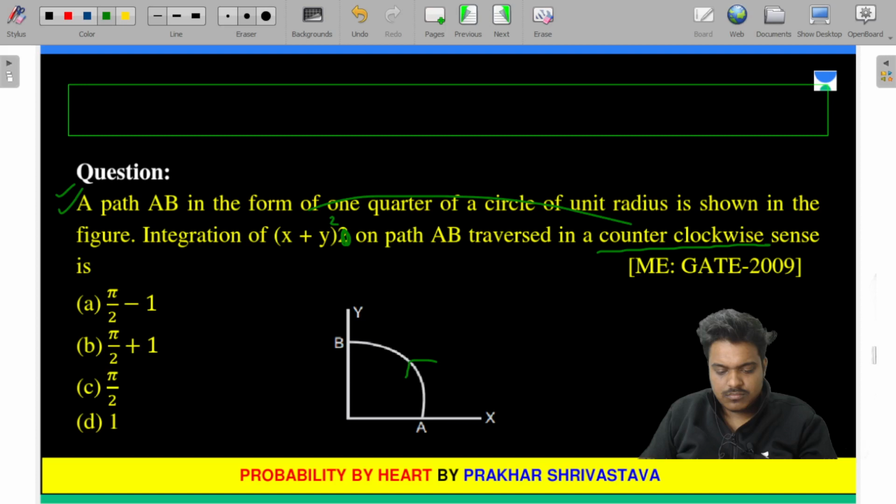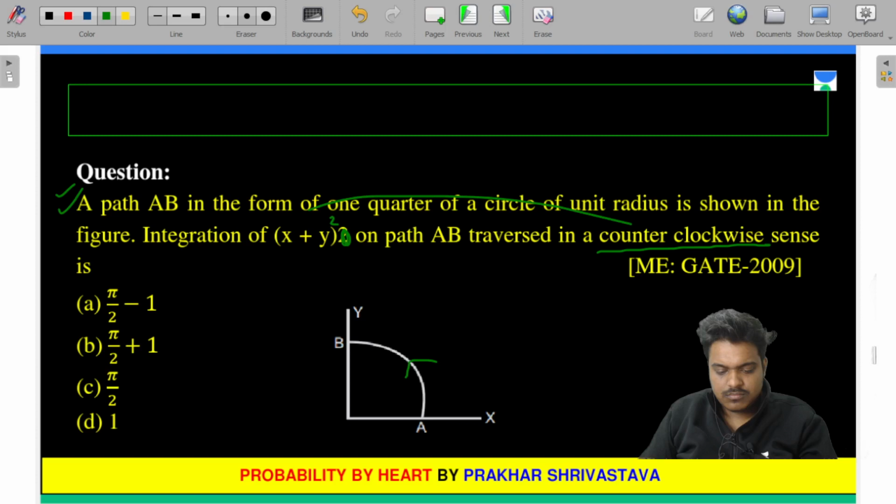Look, you can take anything like this also, that's not a problem, but it will be very difficult for you. Okay, you have to find the integration of x plus y the whole square on the path AB. Now they are not talking about the area inside it, they are just talking about the boundary, that is this path. So this is a question of line integration.